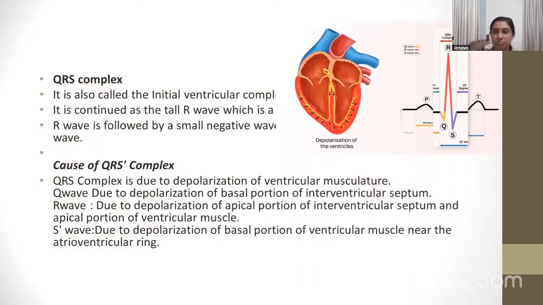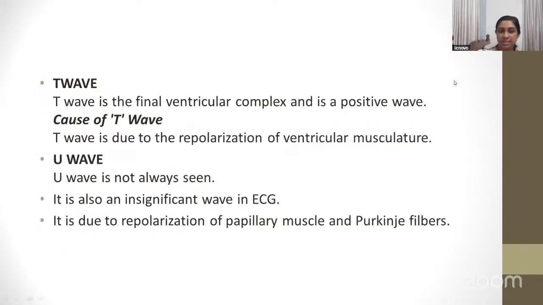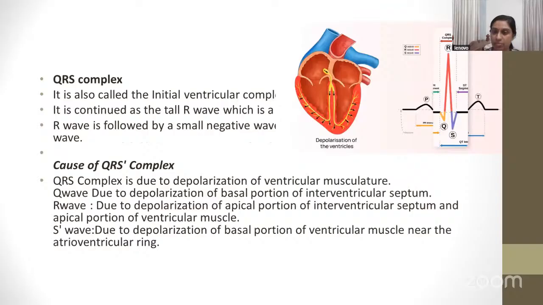So this is the QRS complex. We know that Q wave is a small negative wave. After that, a tall R wave. And after that, small negative, that is the S wave. This is a total QRS complex. Next is the T wave. And T wave is the final ventricular complex and it's also a positive wave. So T wave is positive. P and T are positive. R is also a positive wave. And Q and S are negative waves.